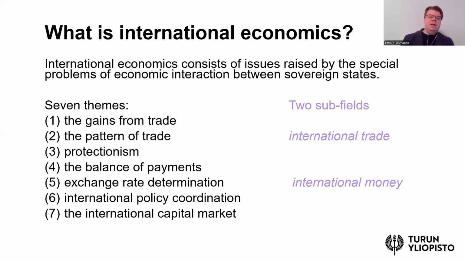Mainly, of course, the level of analysis focuses on interaction between different countries or sovereign states. That means that often the perspective is at a relatively macro level. However, we are also interested in firm-level interactions, for example, exporting firms or multinationals. So in these video lessons, I will proceed along this kind of ordering of the seven themes presented on this slide.